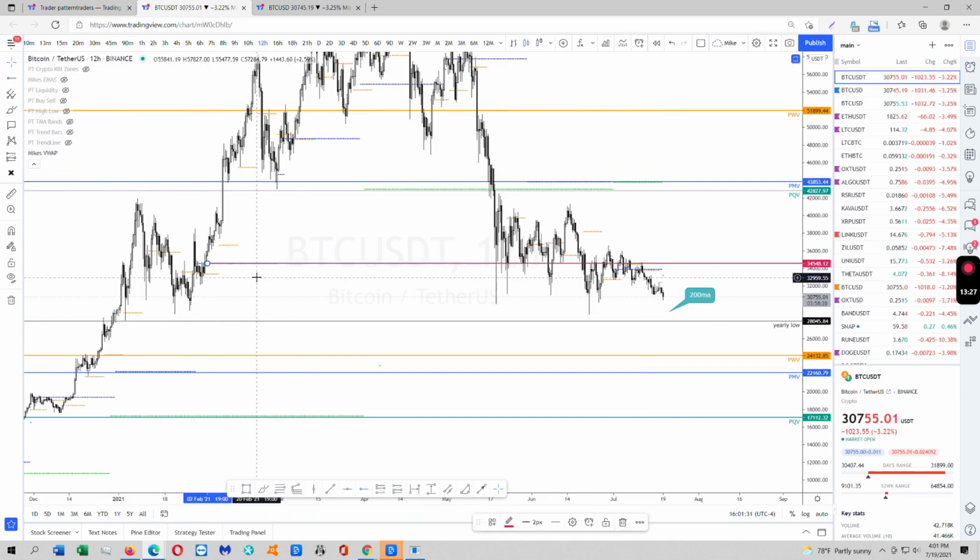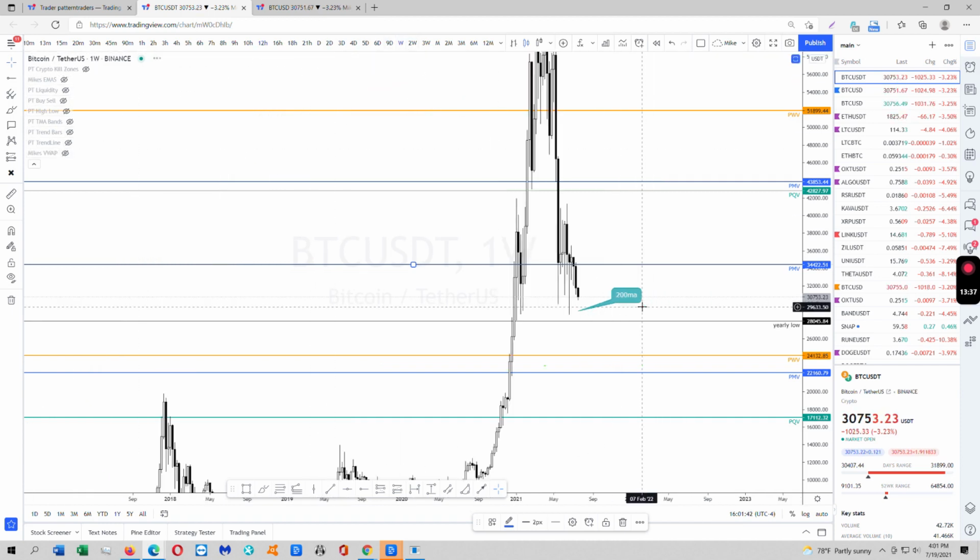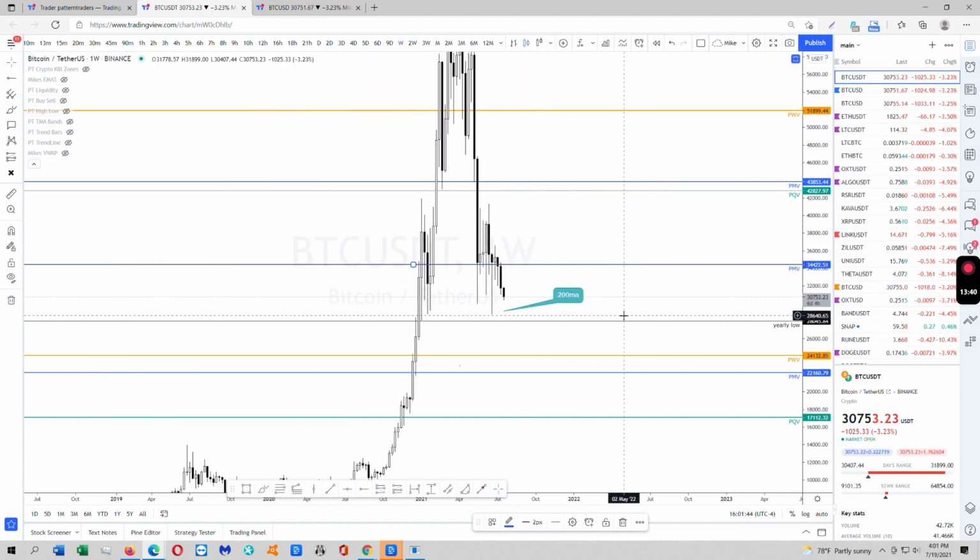We broke under it, by the way, guys. So. Yeah, there we go. We broke under it, by the way, on the higher time frame. Look. It's the first time we broke under this thing, unfortunately. So, that being said.